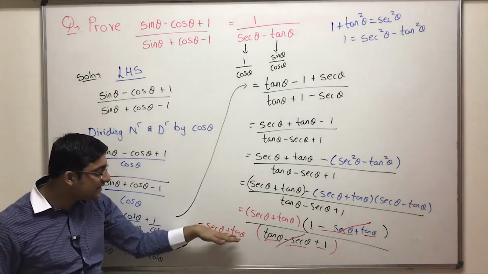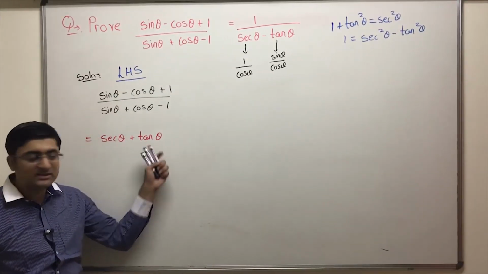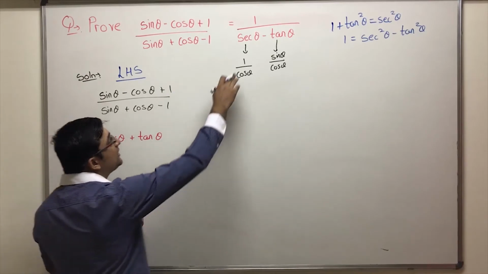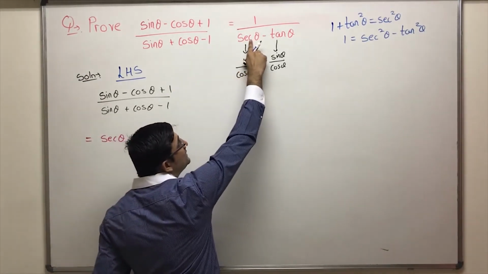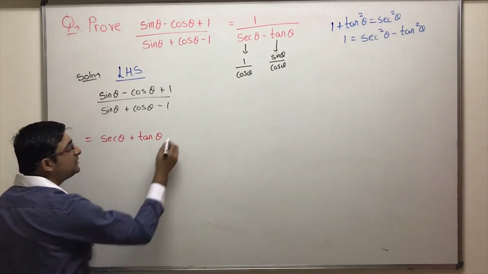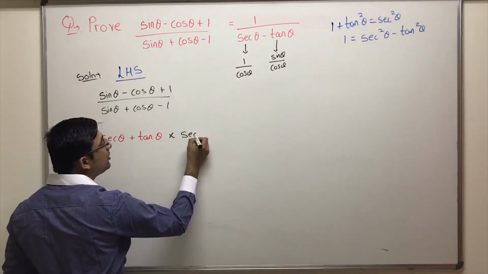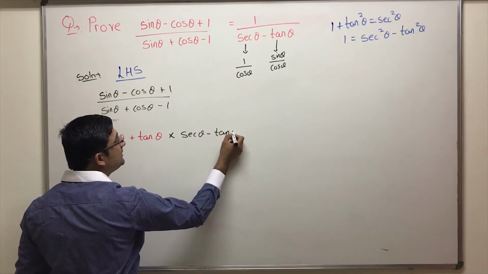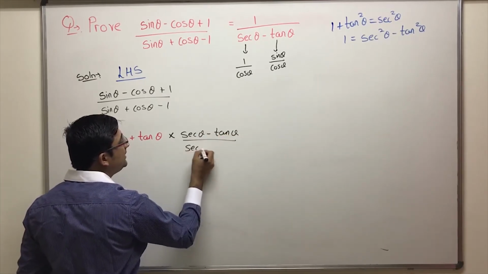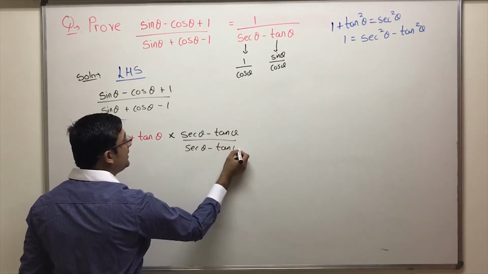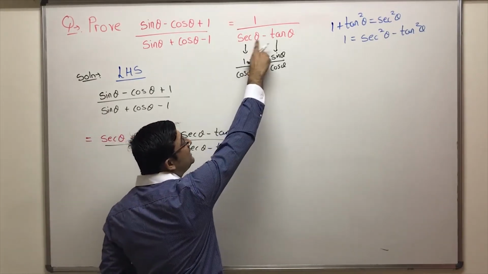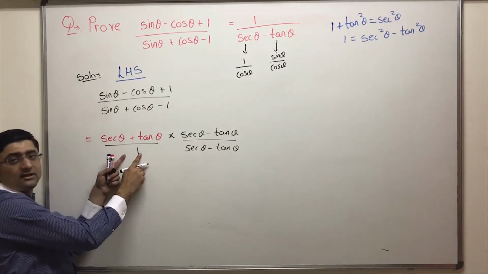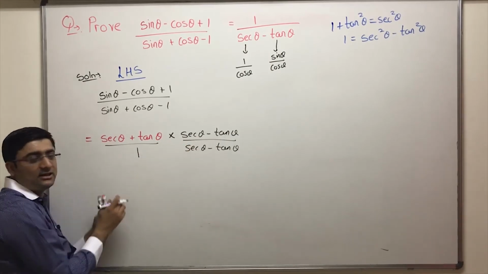So let me rub this off and then from here we'll reach over there. Previously we reached till sec theta plus tan theta. Now what's in the RHS? It is 1 upon sec theta minus tan theta. So I want sec theta minus tan theta in the denominator. So just multiply numerator and denominator by sec theta minus tan theta upon sec theta minus tan theta. I repeat, what is the denominator over here? 1. On the RHS, I have sec theta minus tan theta in the denominator. Here I have 1. So just multiply by sec theta minus tan theta.